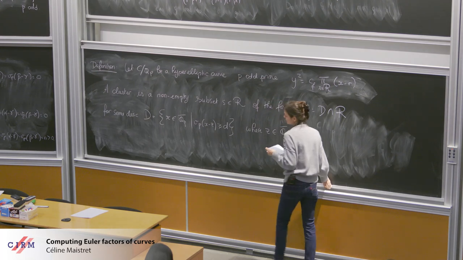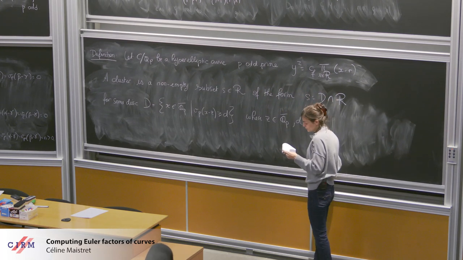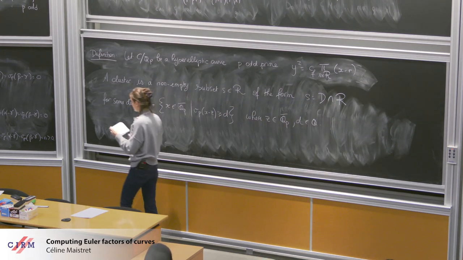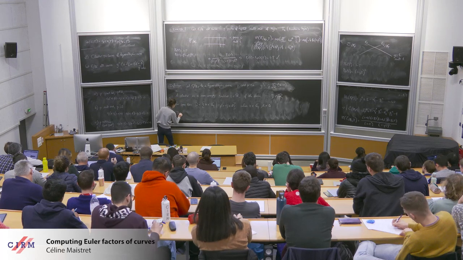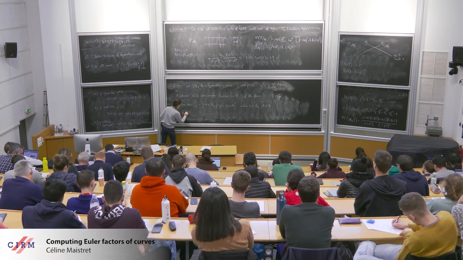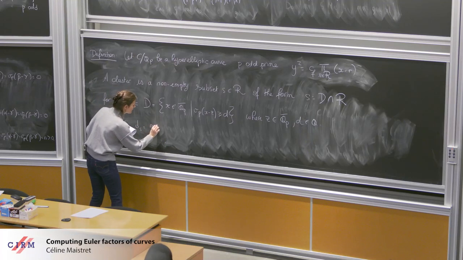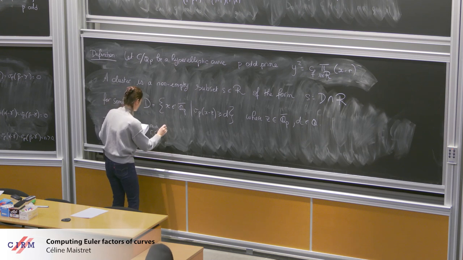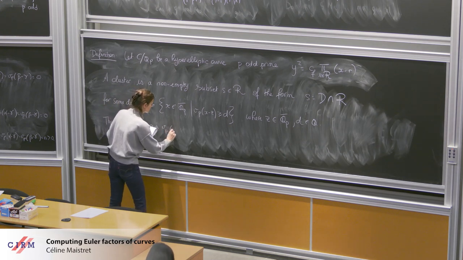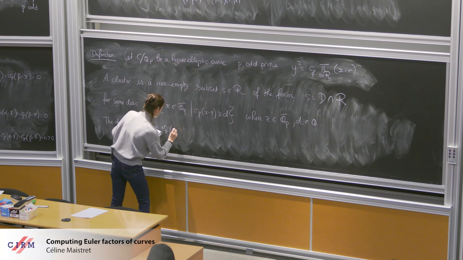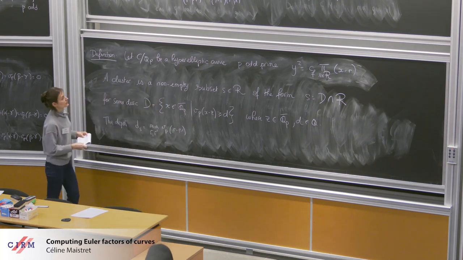And we recall, we call that the depth of a cluster. It is going to be the minimum valuation between all the roots in the cluster minus R prime. So I'll give you an example.